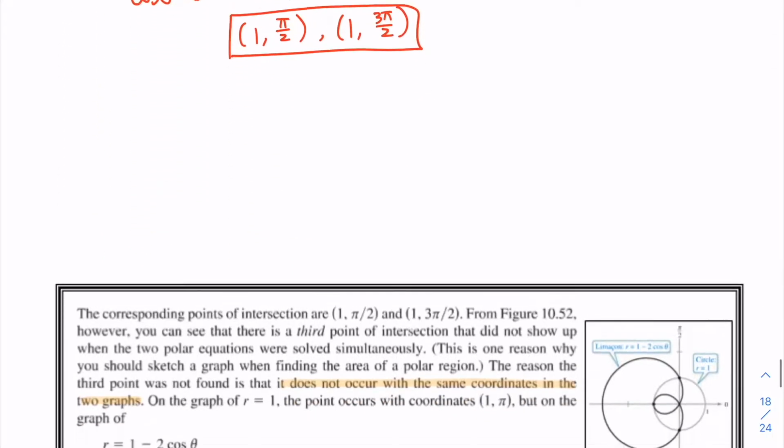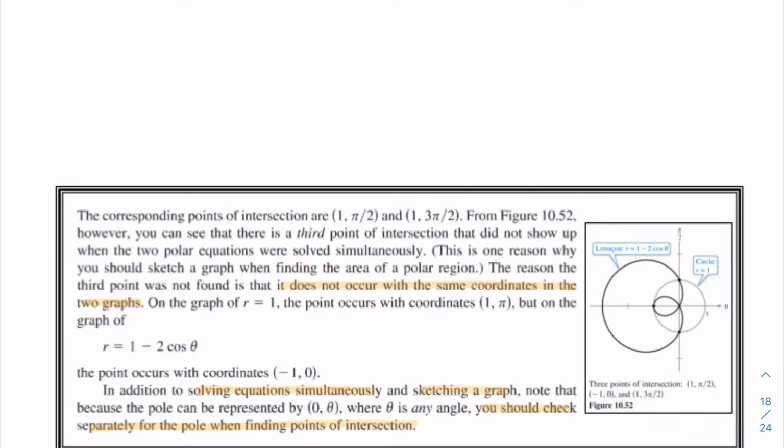But if we plot these two functions, r equals 1 minus 2 cosine theta and r equals 1, we can clearly see there are 3 points of intersection. We solved for A and B, and we are missing this one. It's because this doesn't show up in the equations. For r equals 1, the point occurs with coordinates when theta equals pi. When theta equals pi, the point will get here.